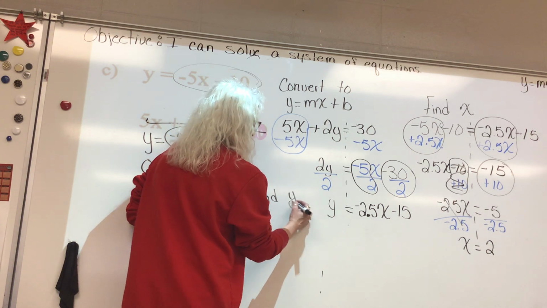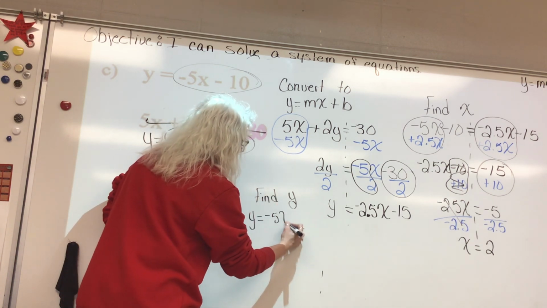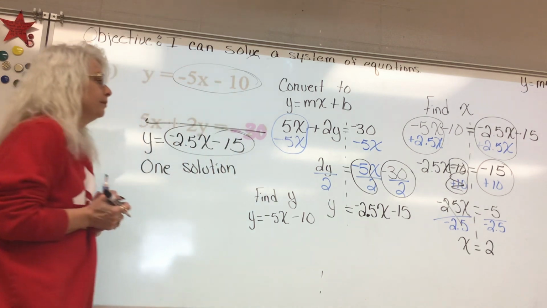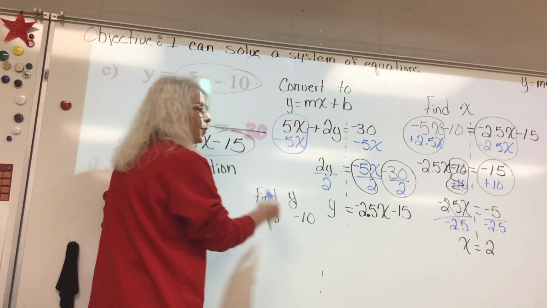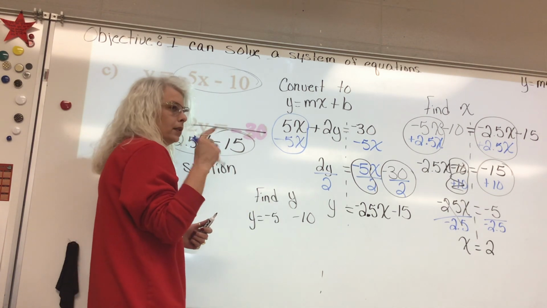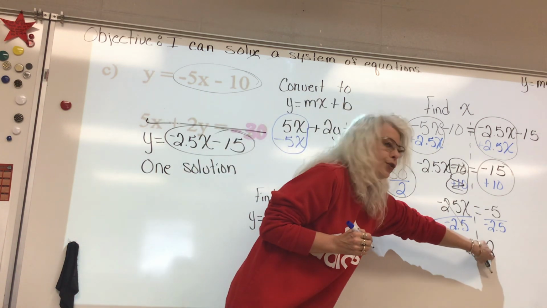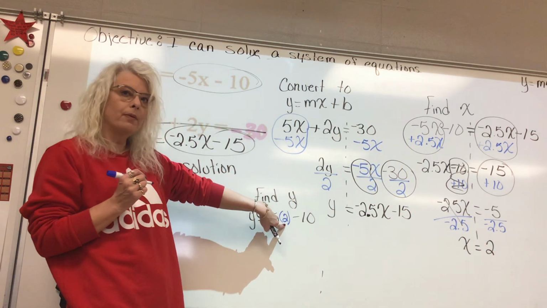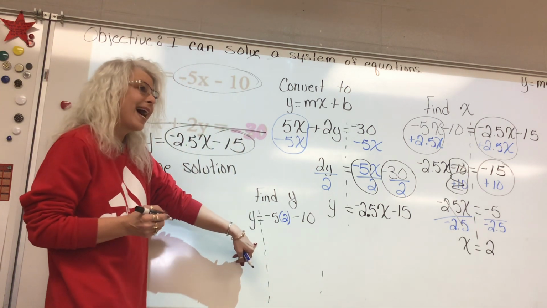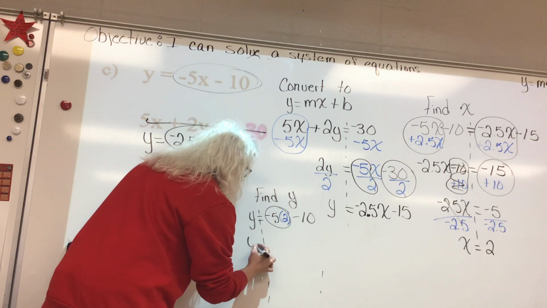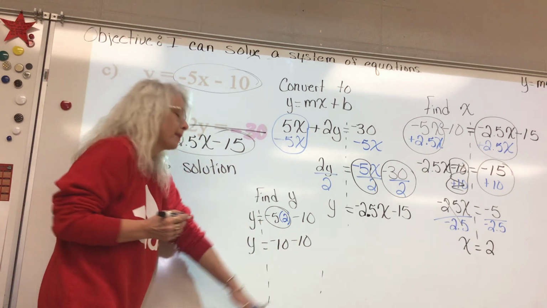Okay. Once we find x, now we need to find y. I'm going to use my top equation like I was trying to do over there. Erase the x. Replace it with what, everybody? X equals 2. So I'm putting the 2 in place of the x. The y is isolated, so I'm going to multiply, and then subtract my 10.